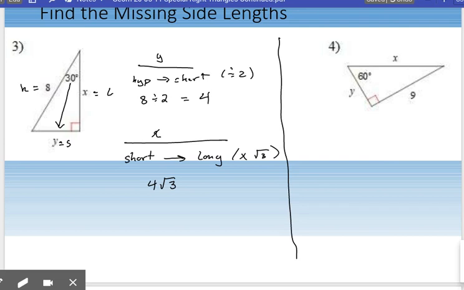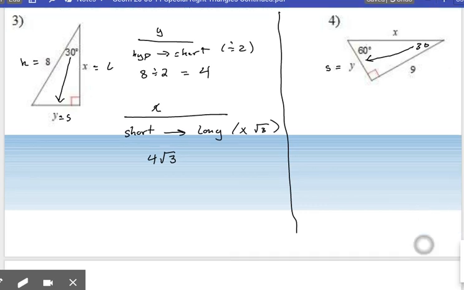Okay. Now, again, they gave us 60. That means this one is 30. So it's a 30, 60, 90 triangle. 90 is the right angle. So there's the short side. We have to know where that is. So this 9 we have here, that's the long side. The x is the hypotenuse.